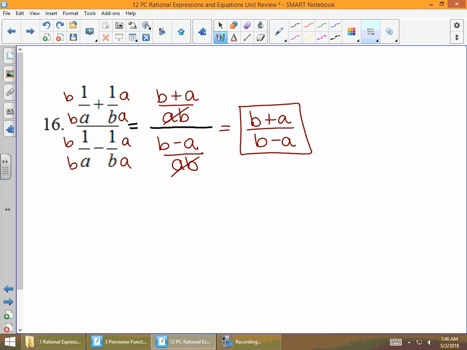Right? So a couple more complex fraction problems. Those are pretty simple. But really, again, we can't do enough complex fractions.